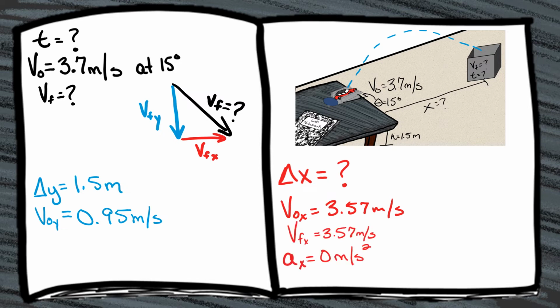We know that the horizontal final velocity is the same as its initial horizontal velocity, since the horizontal acceleration is 0 meters per second squared. Okay, what about the vertical final velocity? How do we figure this out?